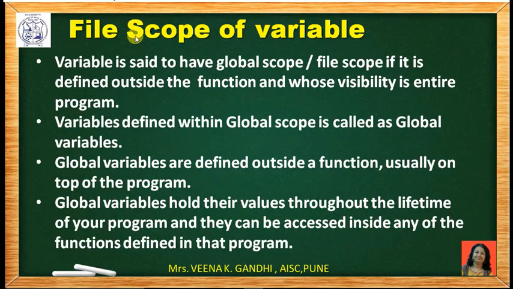File scope or global scope of a variable. A variable is said to have global scope or file scope if it is defined outside the function and its visibility is in the entire program, so it can be accessed throughout the entire program. A variable defined within the global scope is called a global variable. Normally these global variables are defined outside the function, usually at the top of the program before the main function. These global variables hold their values throughout the life of the program, and they can be accessed inside any of the functions defined in that program.